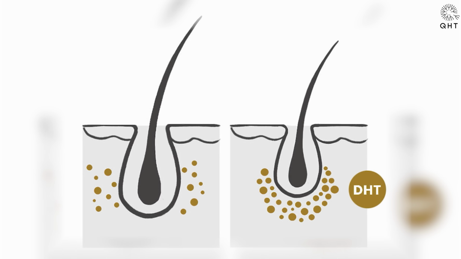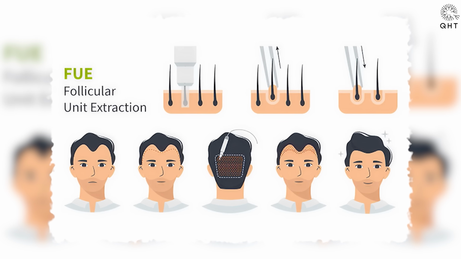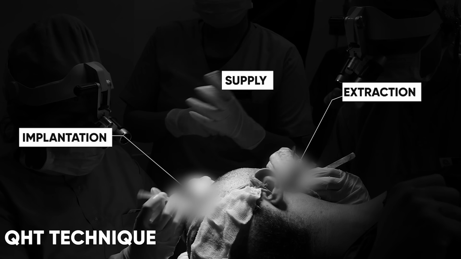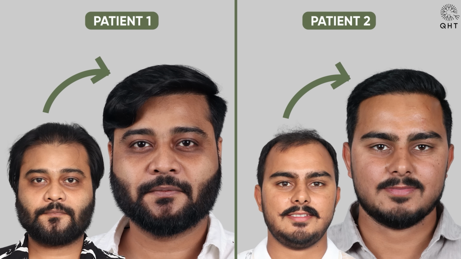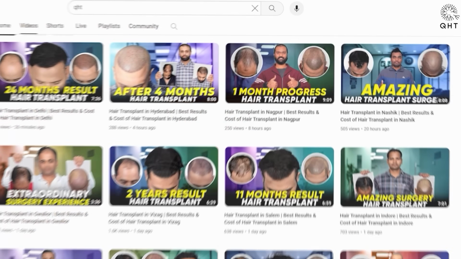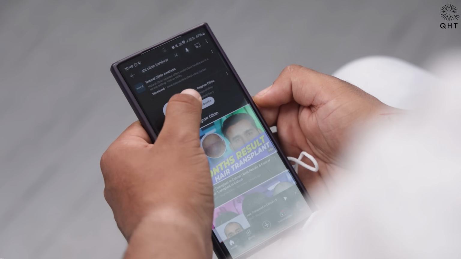What sets us apart is our use of DHT-resistant follicles, extracted using the FUE technique, a method that ensures long-lasting natural results. Our experts implant these follicles simultaneously, so you get the most advanced and effective hair restoration possible. The proof is in the results, which you can see across our YouTube, Instagram, and all our social media channels.